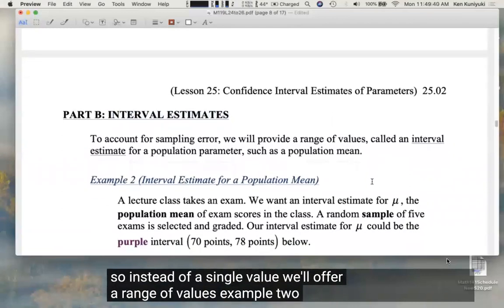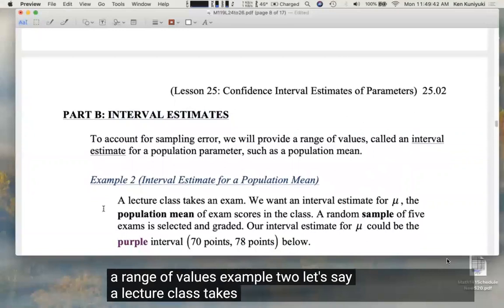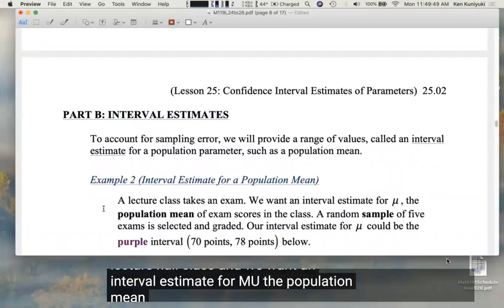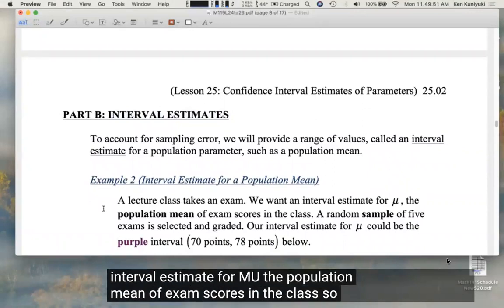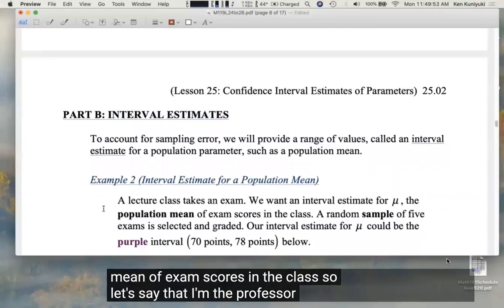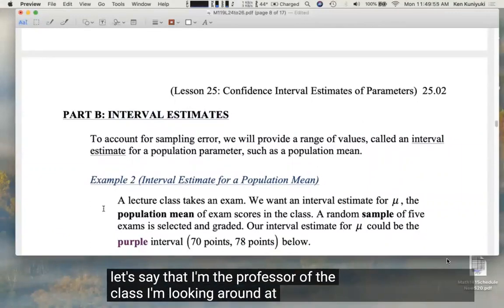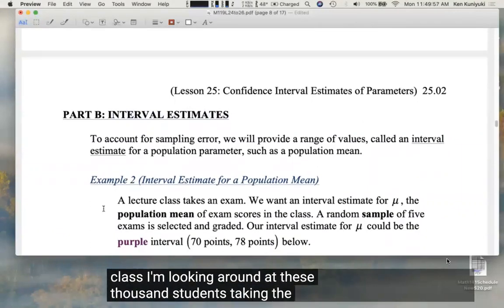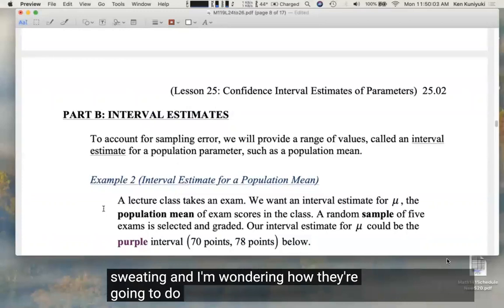Example 2. Let's say a lecture class takes an exam, a big lecture hall class, and we want an interval estimate for mu, the population mean of exam scores in the class. So let's say that I'm the professor of the class. I'm looking around at these 1,000 students taking the test. They're sweating. I notice they're sweating, and I'm wondering how they're going to do.